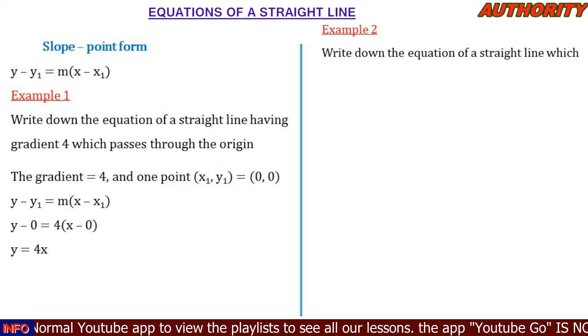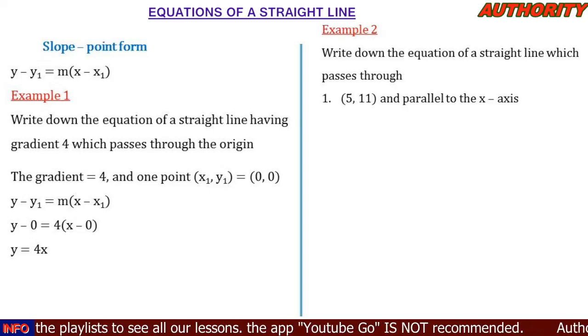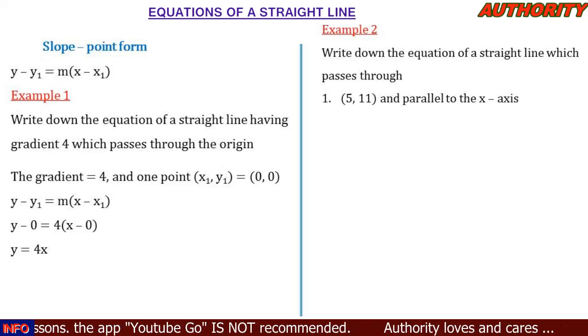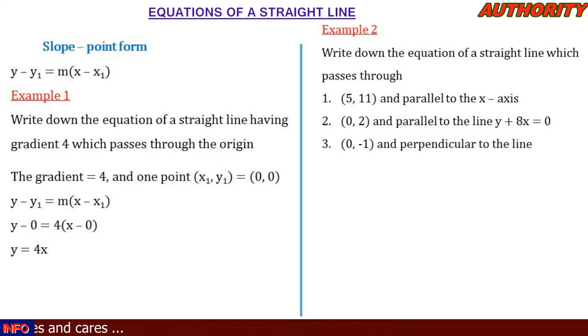Let's take another example. Write down the equation of a straight line which passes through, number 1, the point 5, 11 and is parallel to the x-axis. Number 2, the point 0, 2 and parallel to the line y plus 8x equal to 0. Then number 3, the point 0, minus 1 and perpendicular to the line 3x minus 2y plus 5 equal to 0.